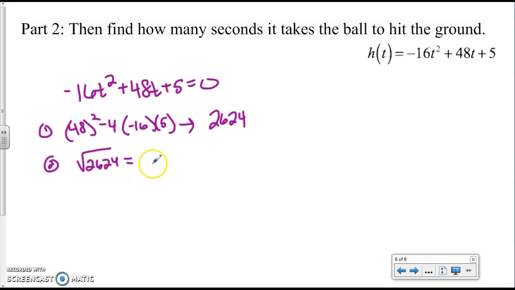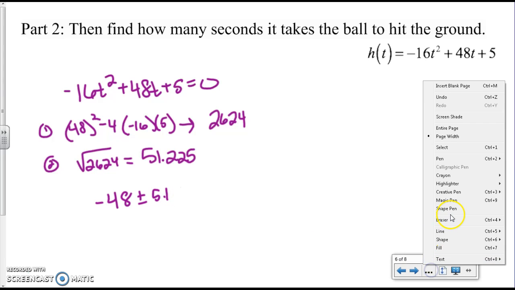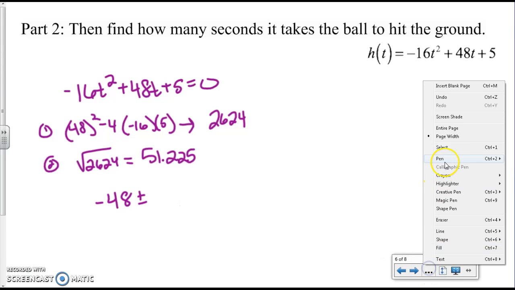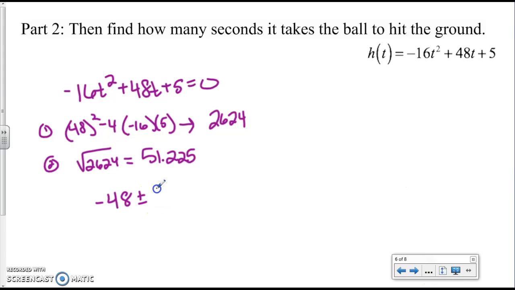And I actually get a decimal. And we can use decimals here because it's an application problem. Can't use them if it's not an application problem. So I'm going to go ahead and do the quadratic formula. So the opposite of b, which is negative 48, plus or minus whatever we got in that last step, 51.225, over 2 times a, so 2 times negative 16. And we're going to simplify a little bit.